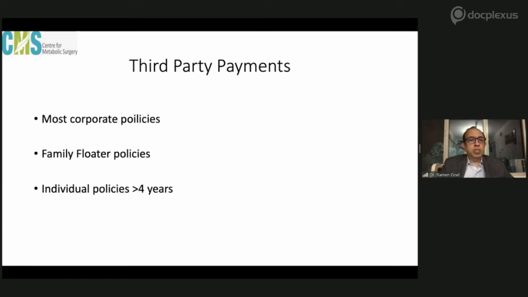In the last 2 or 3 slides, it's not just for the last 1 year. Most of the patients are being paid for either by the insurance companies or by their corporates or through their family floater policy or by the governments. So all these are third-party payments where patients are not paying, and it is now happening in almost 80% of the patients.